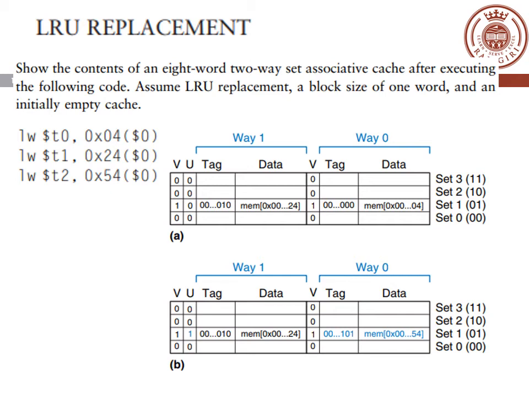Okay, so first the data from location 04 will be loaded. In this case it is loaded to way 0. When you execute the next instruction, the data from location 24 is loaded to way 1. Now the third instruction comes, where we want to load the data from location 54, and this has an option. Either it can update way 0, in which the data from 04 is present, or it can go to way 1, where the data from 24 is present. And since you are using the LRU replacement algorithm, let's see how that particular concept works.